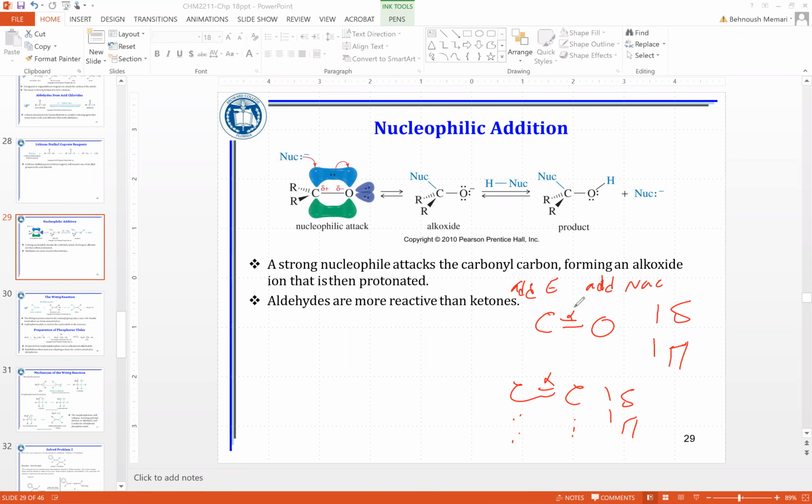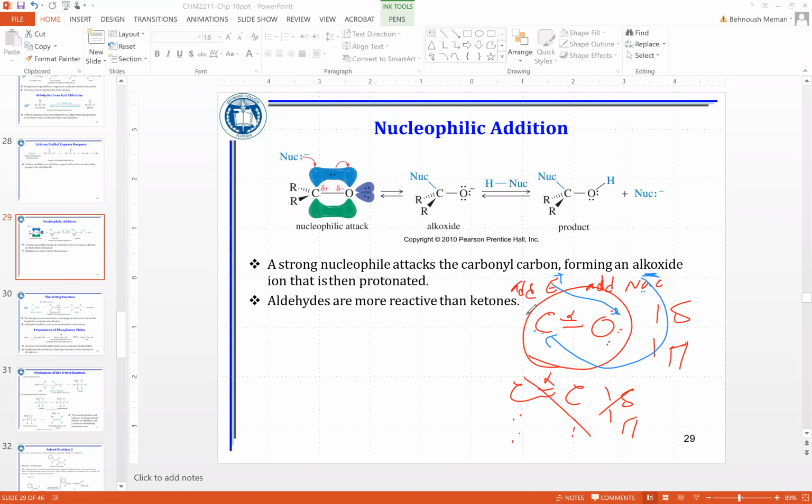But for C=O, it's more obvious where the electrophile would go and where the nucleophile would go, because the bond is a polar bond. Oxygen has two pairs of unshared electrons. So your electrophile has more tendency to go to the oxygen. And the nucleophile, because it has either extra electrons or a negative charge, would attach to the carbon.